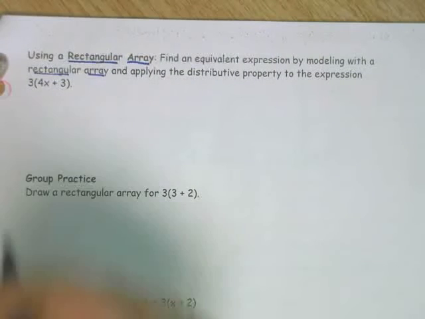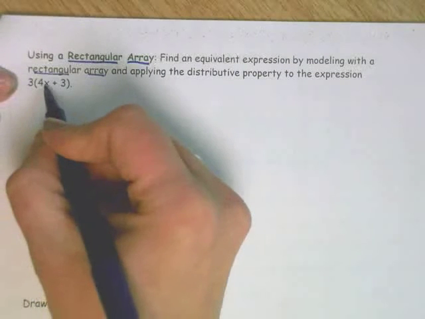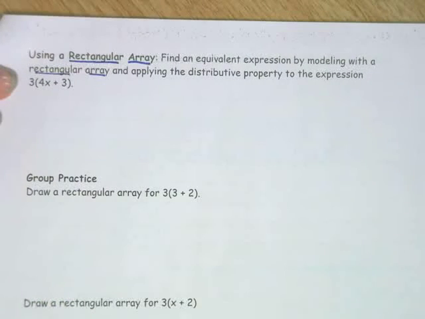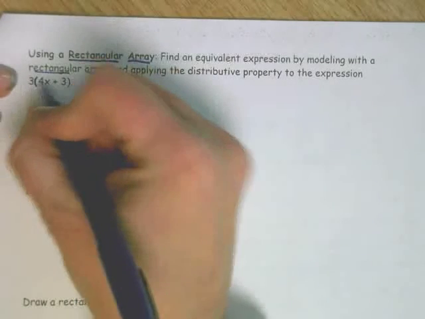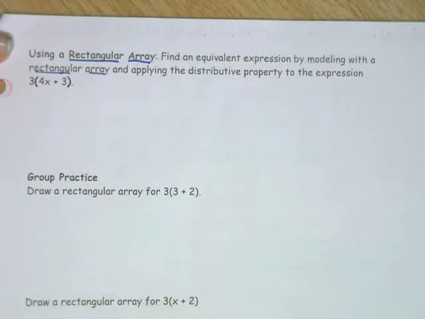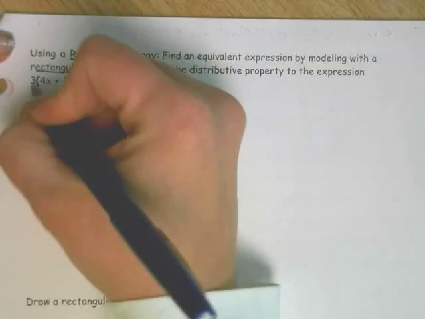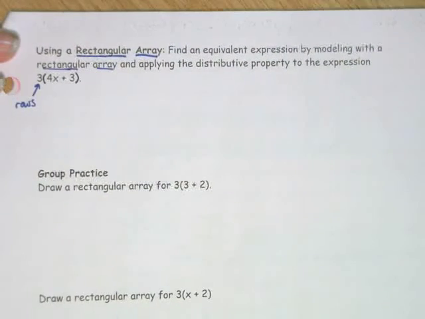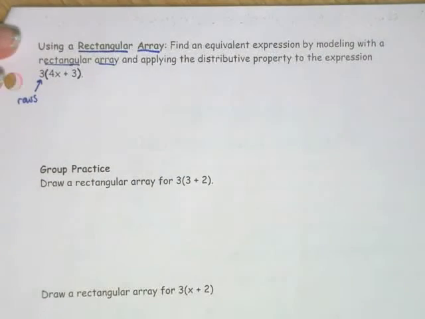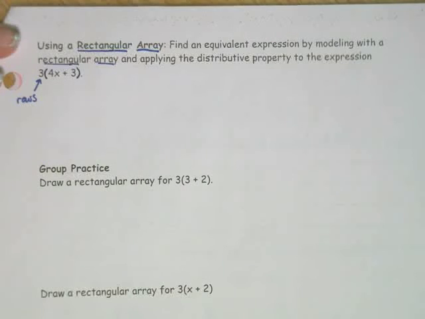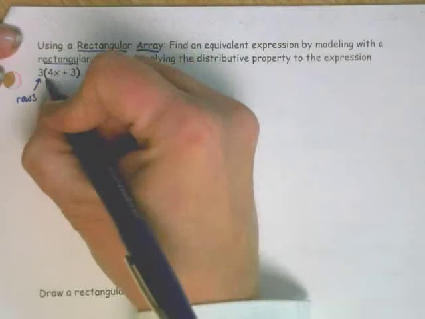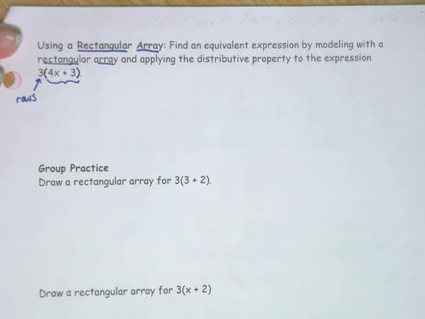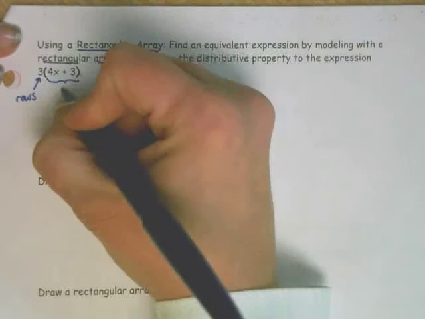So this first expression says 3 times (4x plus 3). All right, this is a multiplication problem, but we're also going to use this to make a rectangle. And this number out in front tells us how many rows to make. You guys have made rectangular arrays before when you were learning how to multiply originally. How many rows, and then what it's multiplied by, that second part of the multiplication problem, is how many columns.